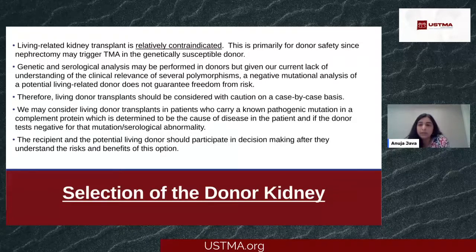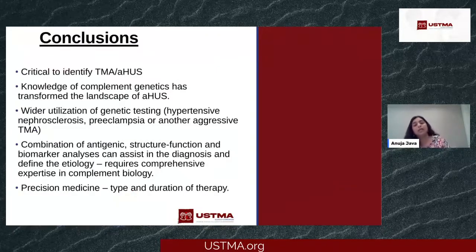Next slide, please. And so in conclusion, I want to say that, first of all, it's absolutely critical to identify patients with thrombotic microangiopathy. Like I said, there are multiple causes of TMA, and coming down to that, identifying complement-mediated TMA is critical. Having a low threshold and identifying those clinical features is important. Then the genetics: knowledge of complement genetics has definitely transformed our understanding of the pathogenesis of this disease.